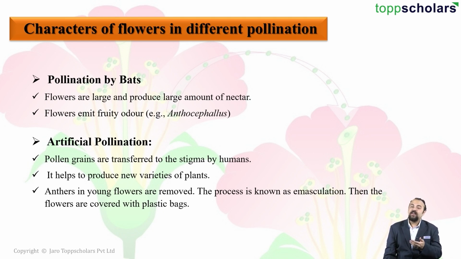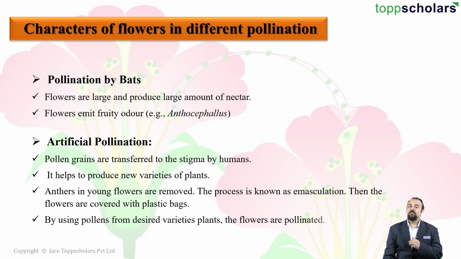Now once the flower is emasculated, that is, it is turned into a female flower, then it is covered with a plastic bag. Can you think of a reason why? This is to make sure that no other pollen grains fall on the stigma of this emasculated flower. Moving on, students, now by using the pollen from desired varieties of plants, the flowers are artificially pollinated.